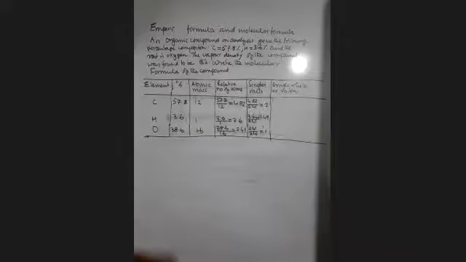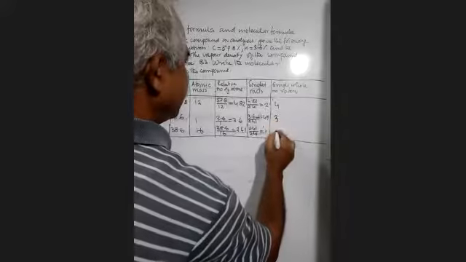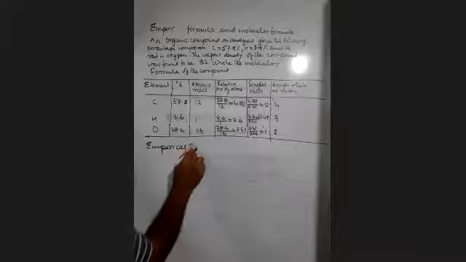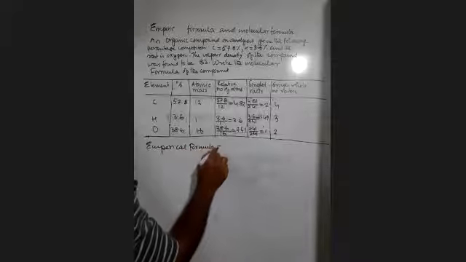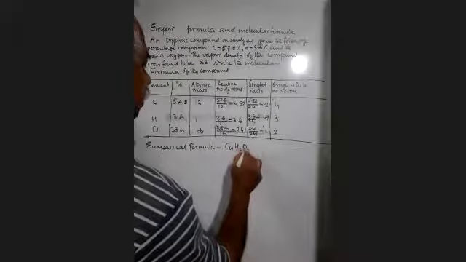You multiply all of them by 2. If you multiply this by 2, then you get here 4. 1.49 is almost 1.5 only. If you multiply, you get here 3 and this. So the empirical formula is C4H3O3. Now please find out the empirical formula mass.